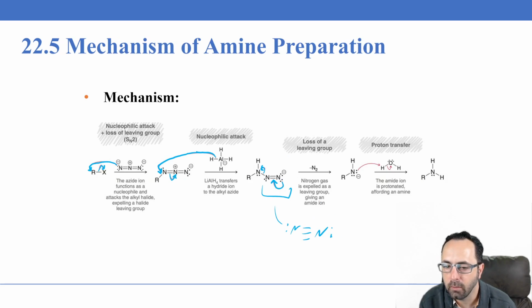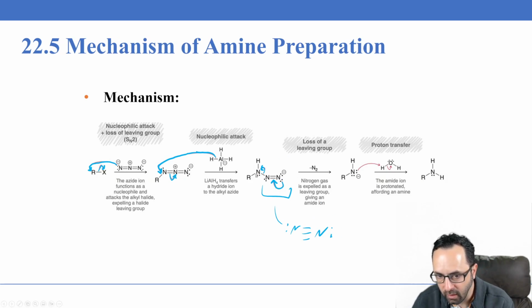And what's going to be left here on this nitrogen is it'll have 1 bond to carbon, 1 bond to hydrogen, and it will have 2 lone pairs on it. So it's going to be an alkyl amide ion. And at that point now it's got a negative formal charge with 2 bonds and 2 lone pairs.